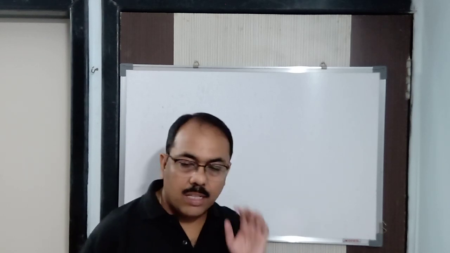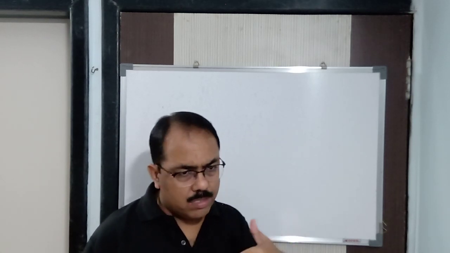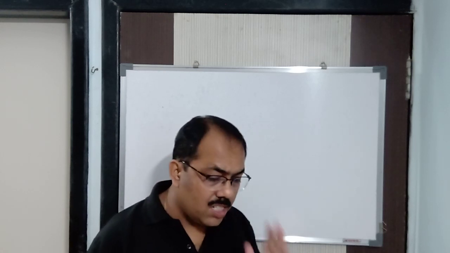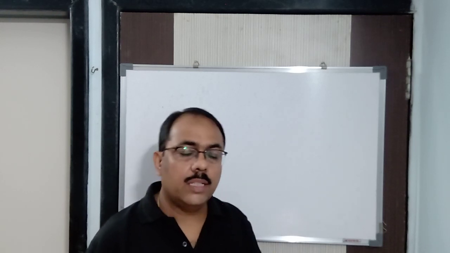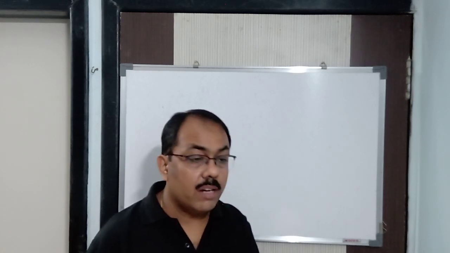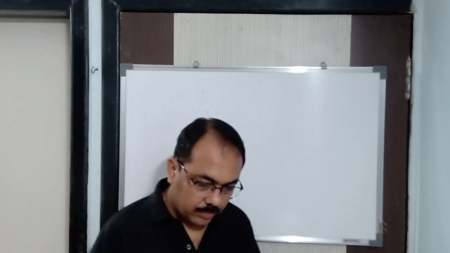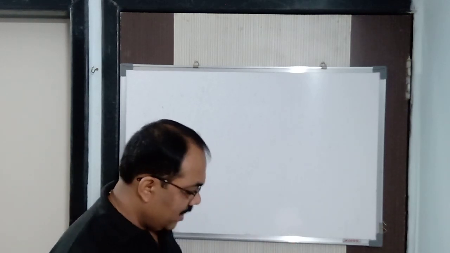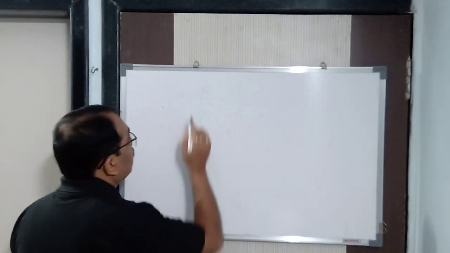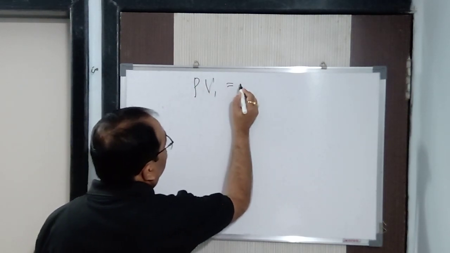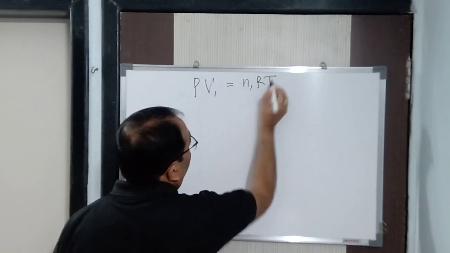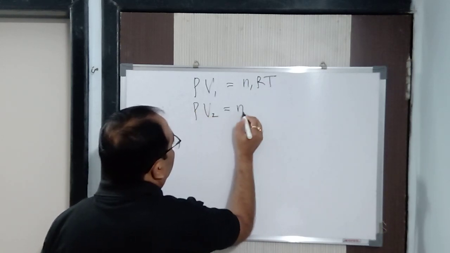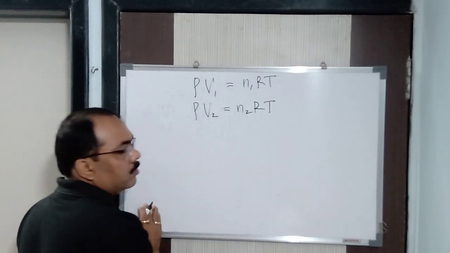Now, when we are going to find out a relationship, the conditions should be ideal conditions, because I am going to find a reaction, and it is possible when the gas is an ideal gas, where the initial volume is V1 and the final volume is V2. So when the condition is ideal, I can write PV1 equal to n1 RT, since PV is equal to nRT. Similarly, PV2 is equal to n2 RT. Got it?